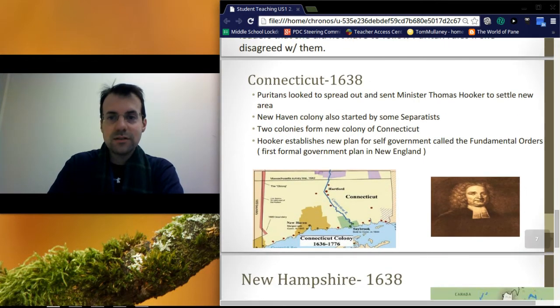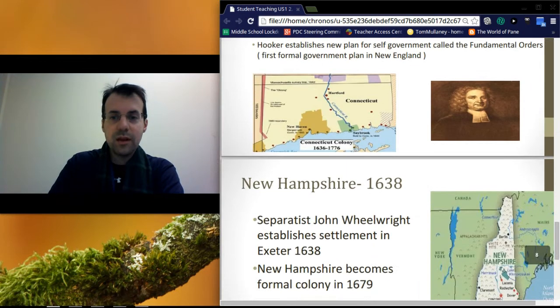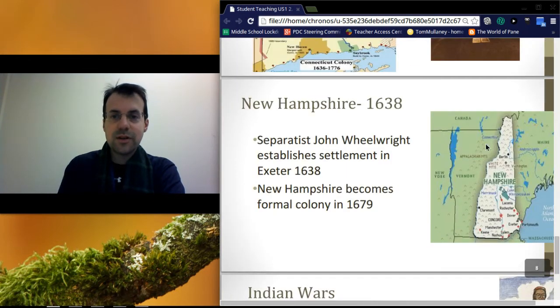Then there's Connecticut. Thomas Hooker settles that. He starts the first plan for self-government called the Fundamental Orders, the first formal government plan in New England. You get New Hampshire. A separatist named John Wheelwright starts a settlement in Exeter in 1638. It becomes a colony in 1679.